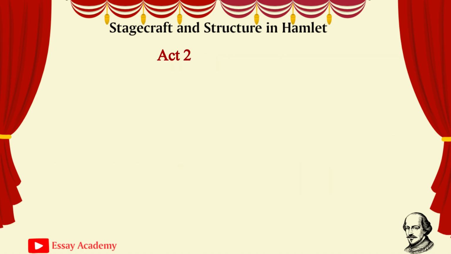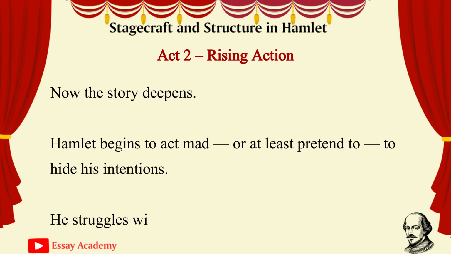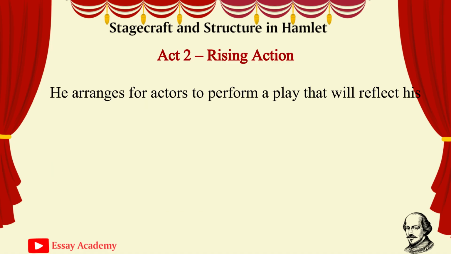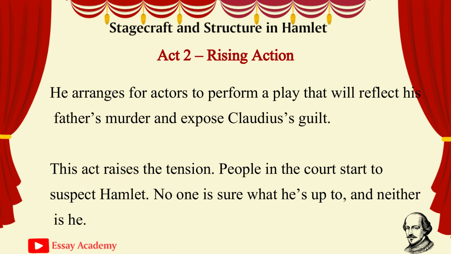Act 2, Rising Action. Now the story deepens. Hamlet begins to act mad, or at least pretend to hide his intentions. He struggles with indecision. He arranges for actors to perform a play that will reflect his father's murder and expose Claudius's guilt. This act raises the tension.